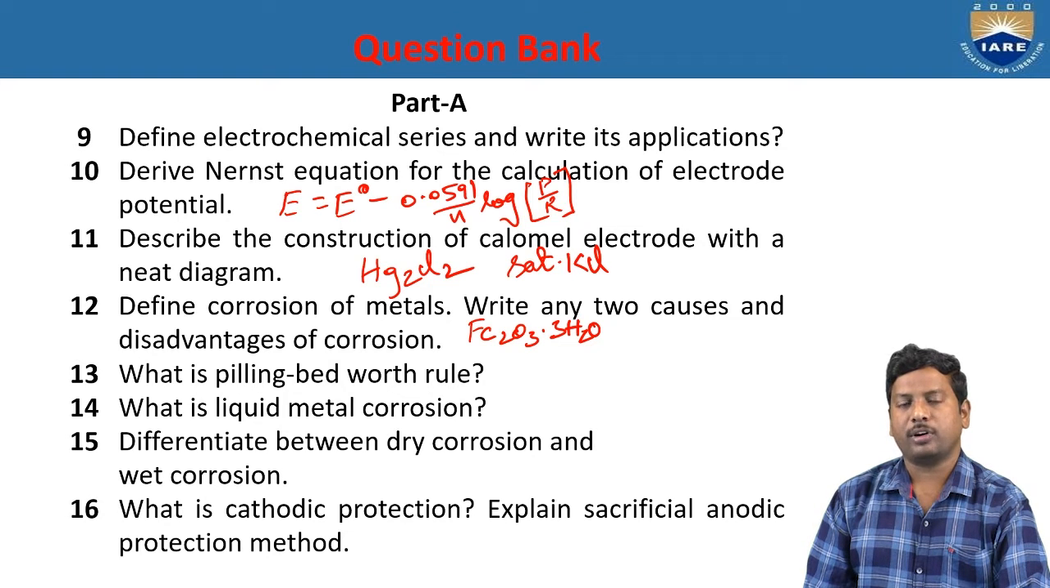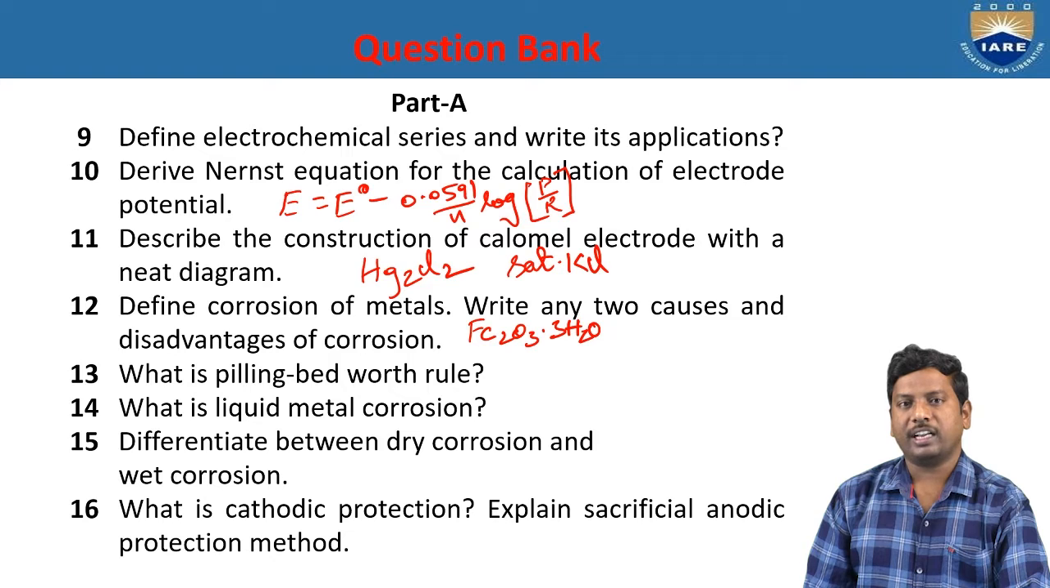Explain the sacrificial anodic protection method. Cathodic protection is nothing but the metal being forced to act as a cathode. Why? Because at the cathode the metal stays safe. And explain the sacrificial anodic method. It takes place according to the electrochemical series.